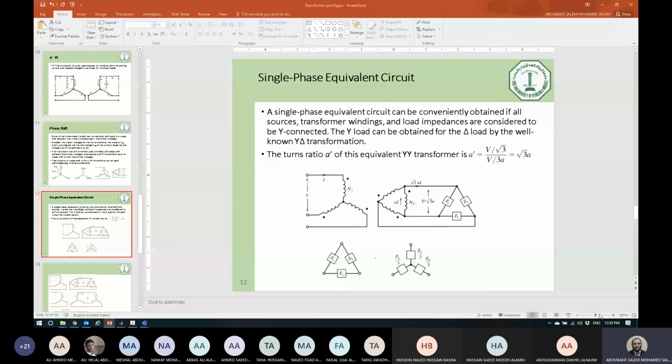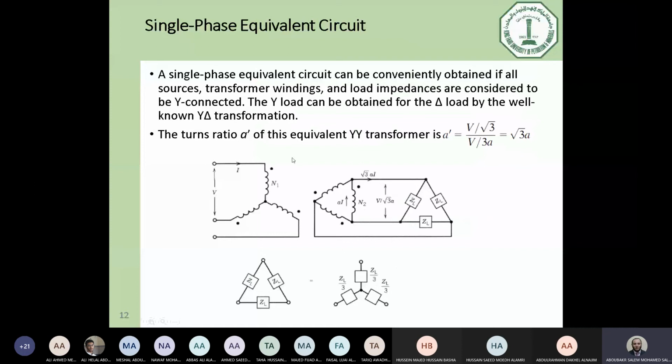We still have time to discuss this part. However, I believe we will need to review it in the next class as well.